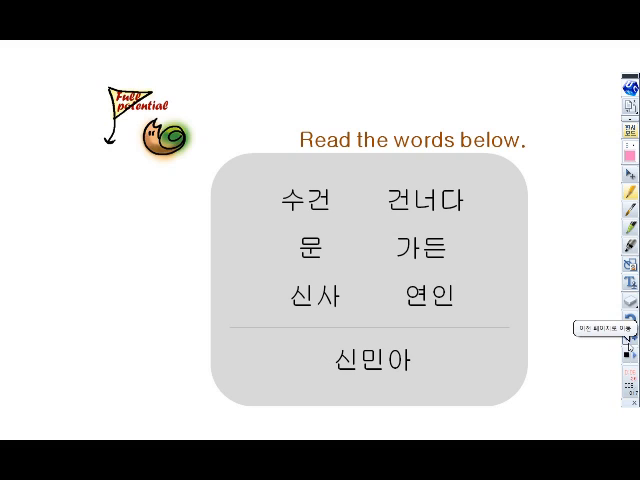Read the words below. Okay, read them together. 수건, 건너다, 문, 가든, 신사, 연인, 신민아. I'll read them a little bit faster. 수건, 건너다, 문, 가든, 신사, 연인, 신민아.